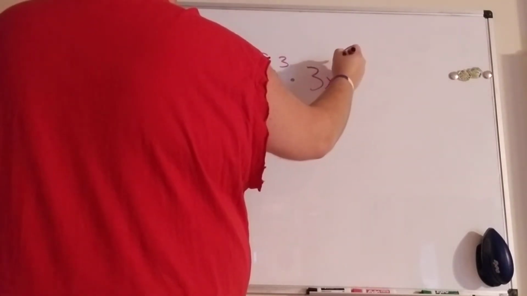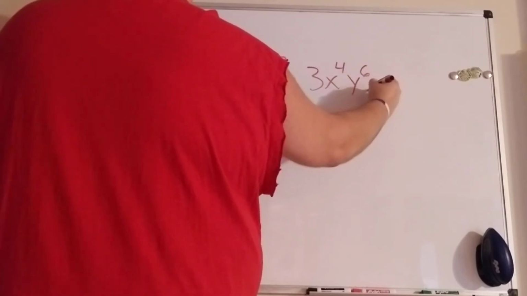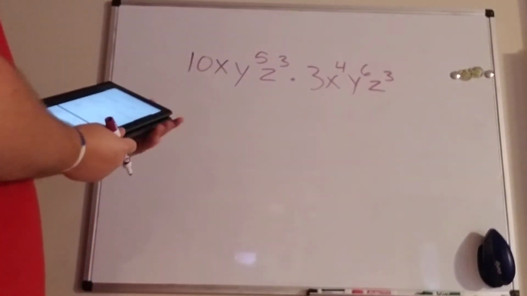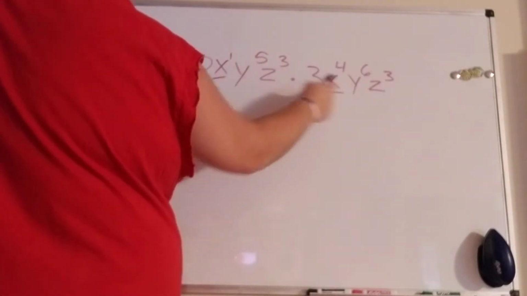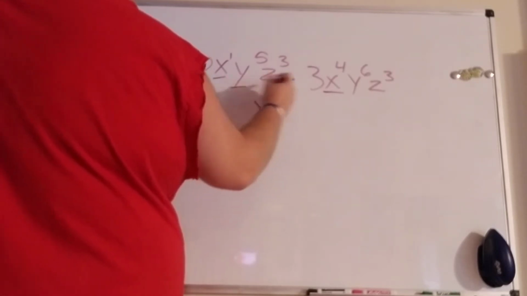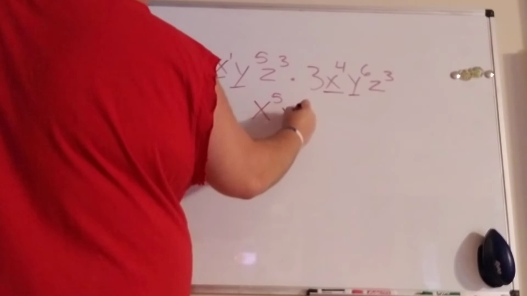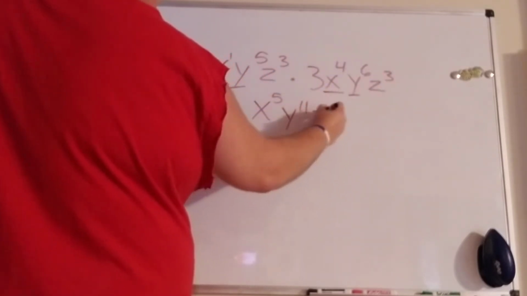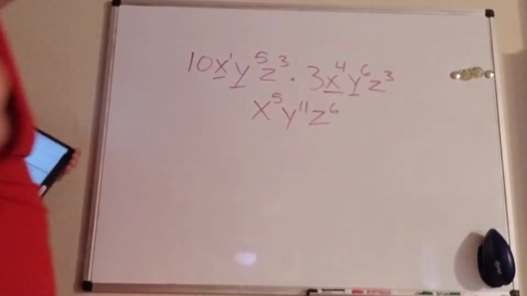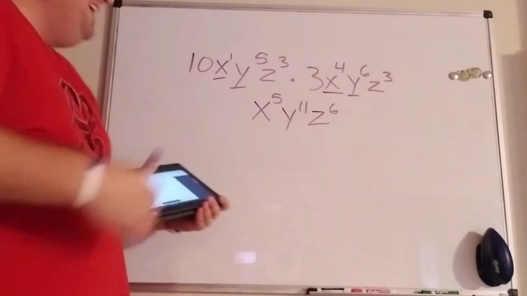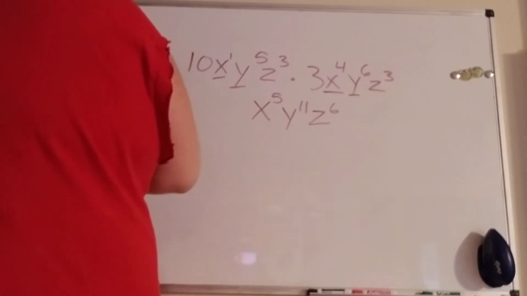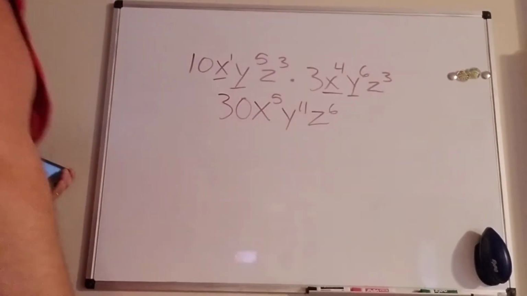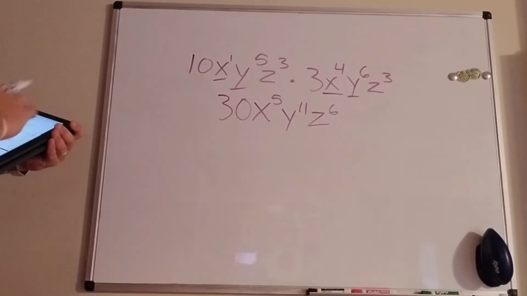So in this one we have x's, we have y's, we have z's. They all have the same base. So we are going to keep the base. Remember there's really a 1 here if you don't see anything, so 1 plus 4 is x to the 5th. Same thing with y's. 5 plus 6 is going to be 11. And 3 plus 3 is going to give us z to the 6th. And the 10 and the 3 don't have the same base, so we just do whatever the problem says. And that means multiply in this case. And that is 30 again. So 30, x to the 5th, y to the 11th, z to the 6th. Excellent. Number 6, moving right along.